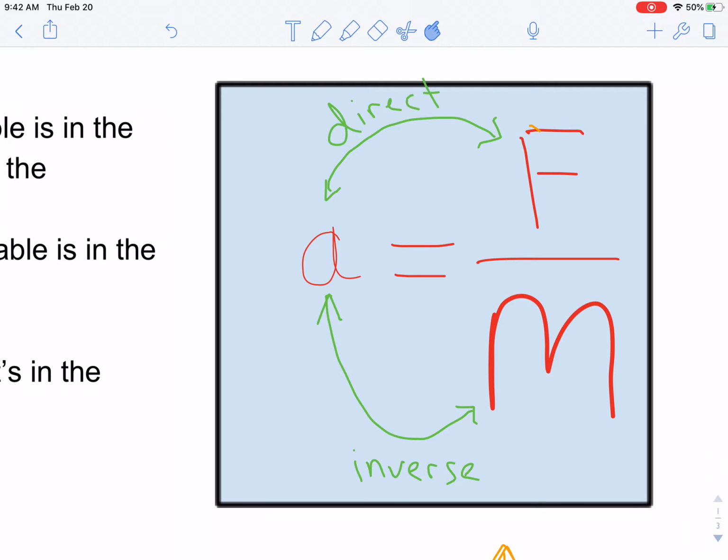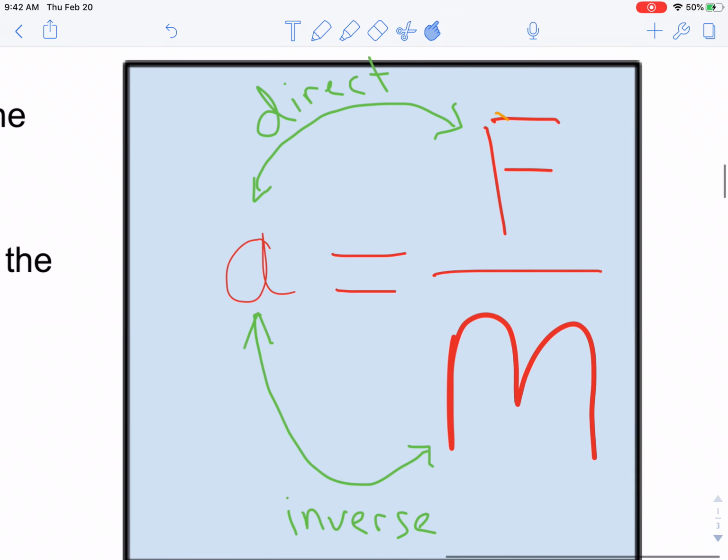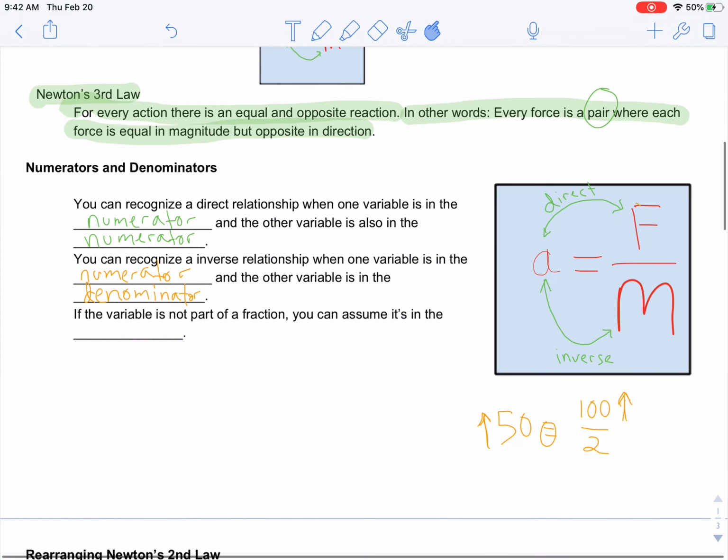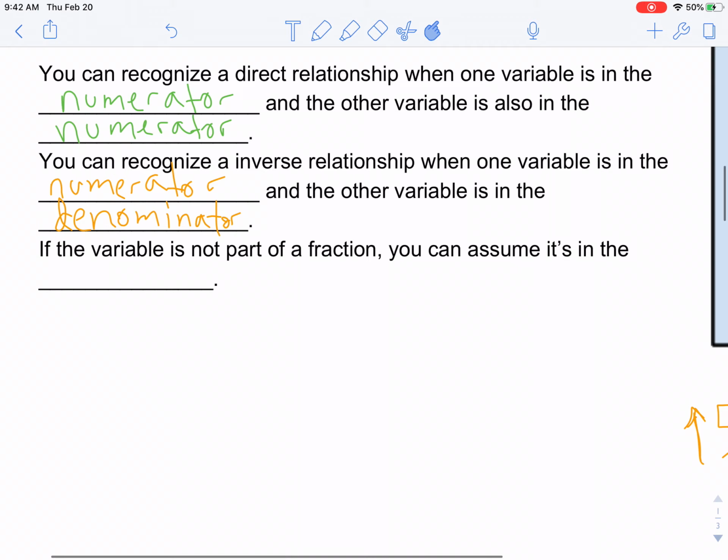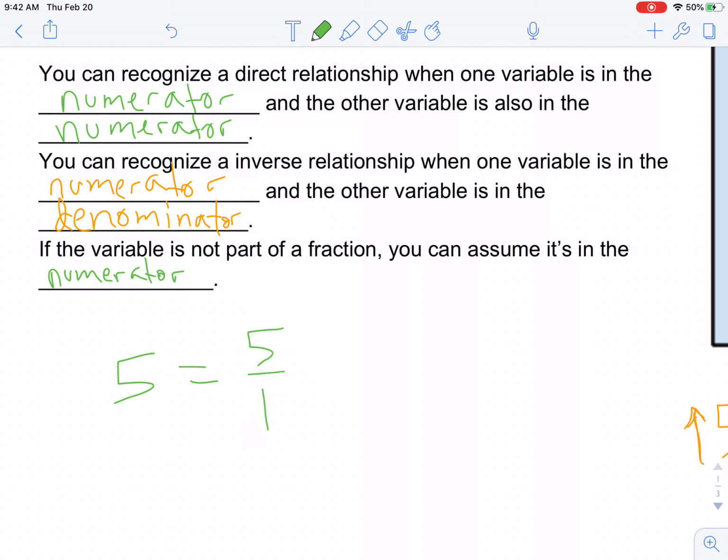So that's the idea behind Newton's second law. If the variable is not part of a fraction, you can assume it's in the numerator, because 5 is the same as 5 over 1. And look, it's in the numerator now. Good. It is not the same as 1 over 5. We can't just throw that 5 to the denominator. We're not allowed to do that. 1 divided by 5 is like a decimal. I don't know it in my head.